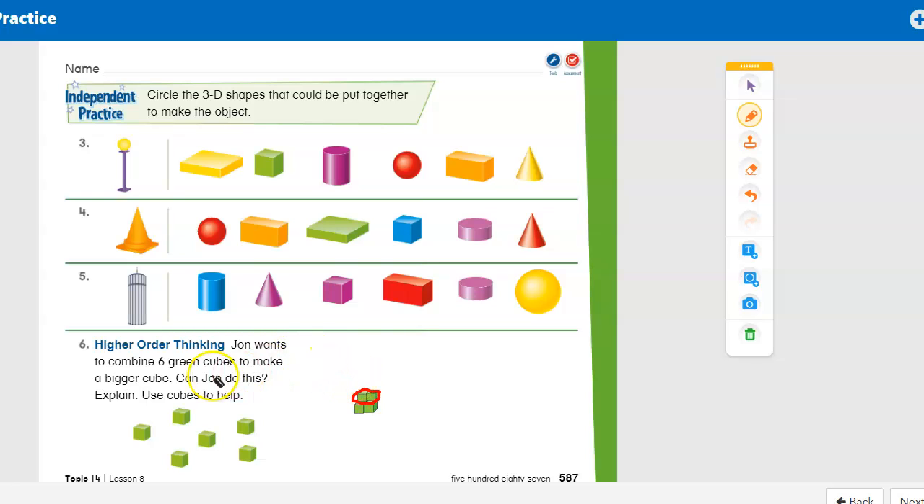So if John wants to combine 6 green cubes to make a bigger cube, can he do this? If I put those 6 cubes together, and I am still missing 2 cubes, could I do that and make a bigger cube? Yes or no? It just wants you to write yes or no in one of these areas over here, and then tell me why he cannot make a bigger cube. Mrs. Collier just showed if you take those 6 blocks and stack them together, we are missing at least 2 cubes to fill it in.